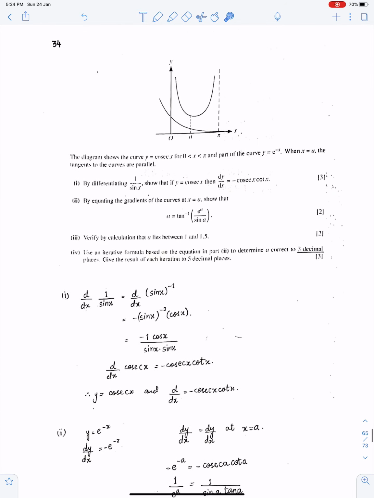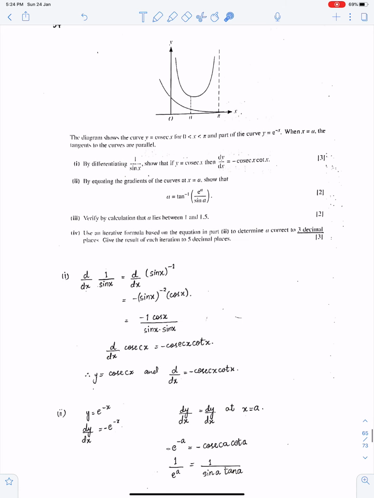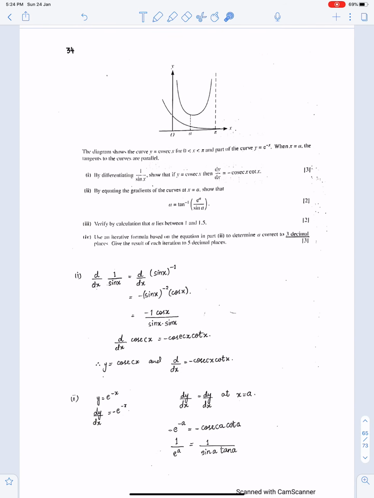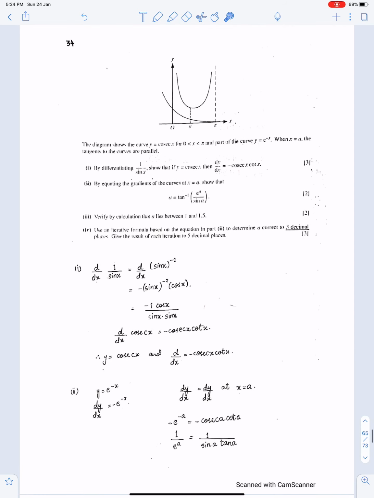This is the last question of this topic. By differentiating 1 upon x, show that if y is equal to cosec x, you know how to differentiate this. I'm leaving the first part. If you want to check the solution, you can, and you can take a screenshot if you want. I'm not going to discuss the differentiation of this. And then after differentiating both, you just need to equate the gradients. I'm leaving this question because this question is based on differentiation.